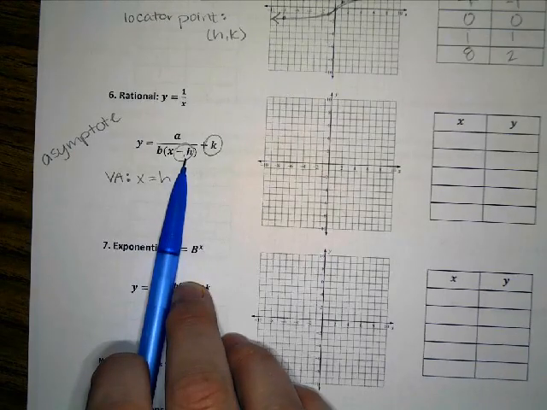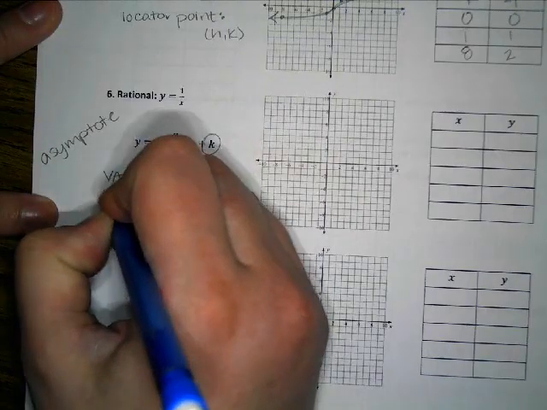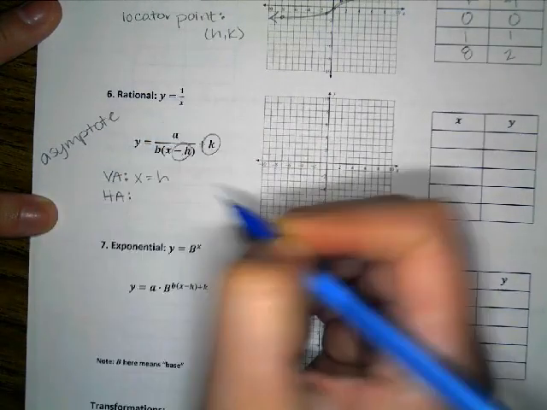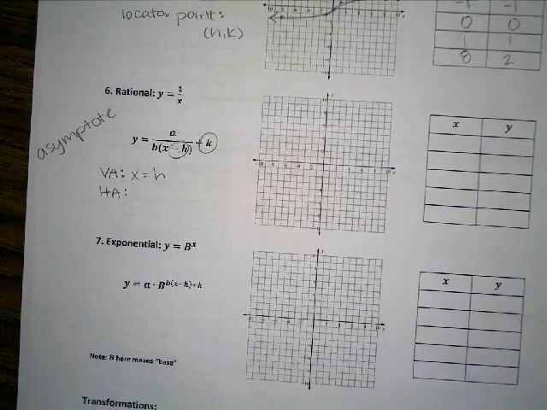And then there's going to be a horizontal line that divides the graph in half from top to bottom. So a vertical line that divides the graph in half from left to right using the x coordinate, and a horizontal line using the y coordinate that divides the graph in half from top to bottom. And this is going to be y equals k.